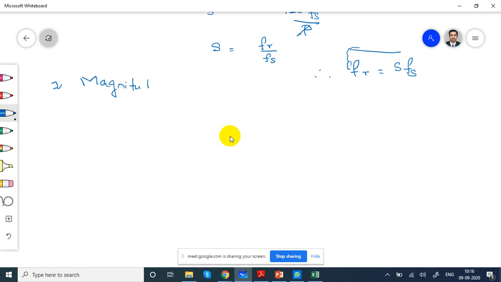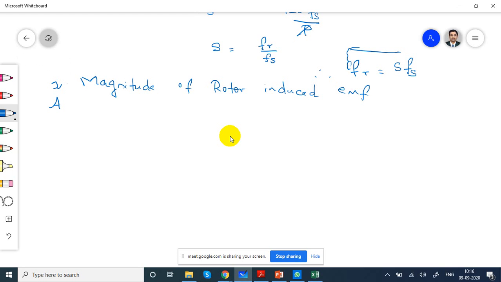Second one is magnitude of rotor induced EMF. Same condition here also. The magnitude of rotor induced EMF, the condition is the same.